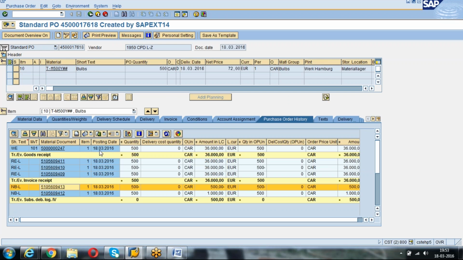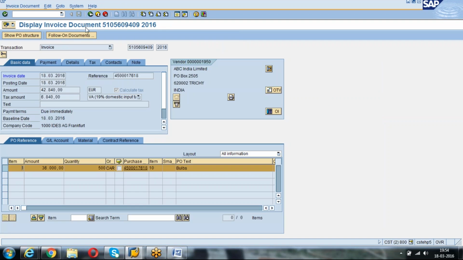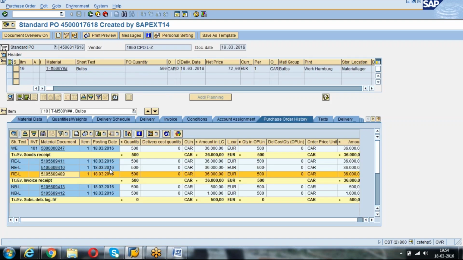First I have done the goods receipt for the entire 500 quantity. Then I have done invoice receipt. I have explained how to create that invoice receipt. Then I created a credit memo just to show you how to create a credit memo and how the entries are nullified. To explain the subsequent debit and subsequent credit, I have done one more invoice verification, means the process is completed according to the P2P cycle. You have done the payment, everything was done.